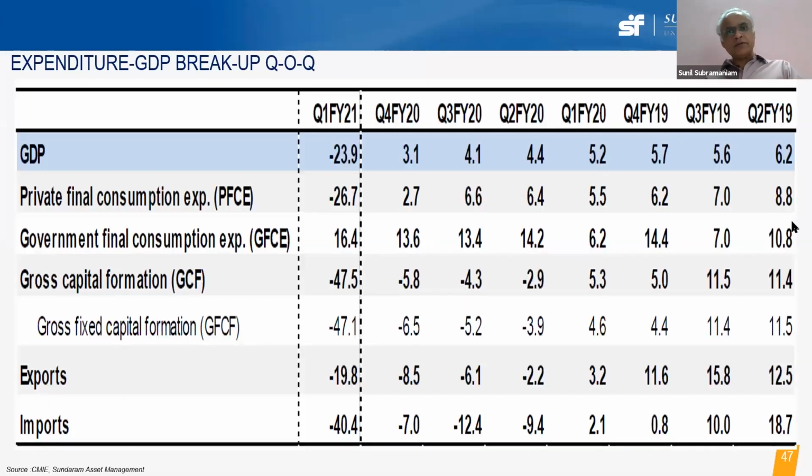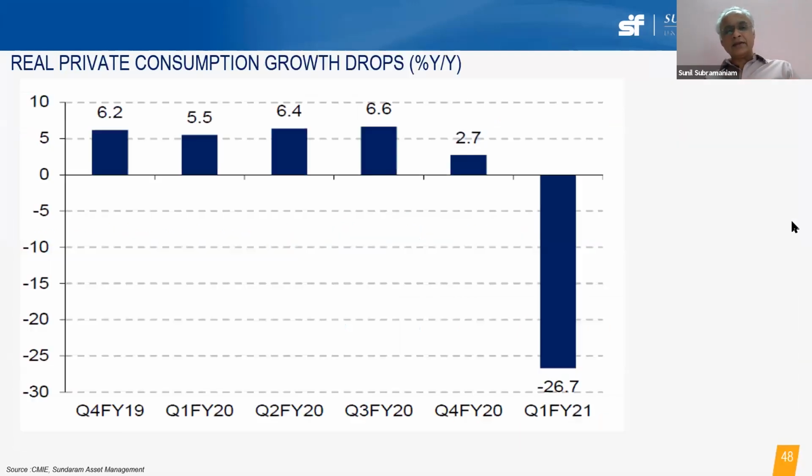Now, the breakup of this is given in this table, but I will help you to understand this through graphs, that there are two ways to look at the GDP. The first way to look at a GDP is in terms of consumption and Capex.